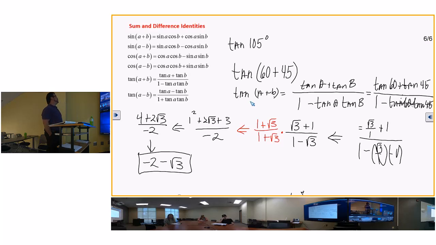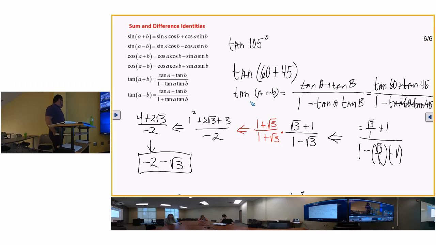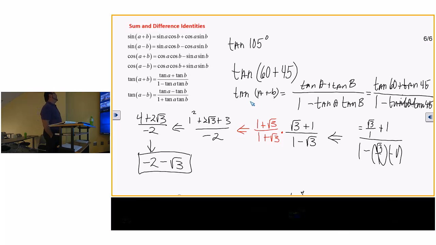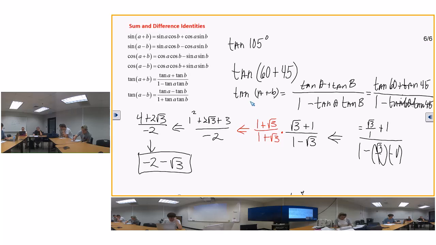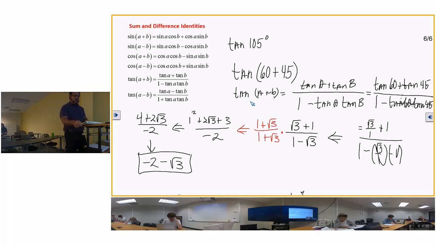Can we do another one like this, please? Sure. Let me see if I can find one in the homework. How about Easley? Let me see if I can find one, because you can't make these up. Well, I tell you what, I got one right here, and you have to find the tangent, so let's do that one. How would you do tangent 15 degrees?